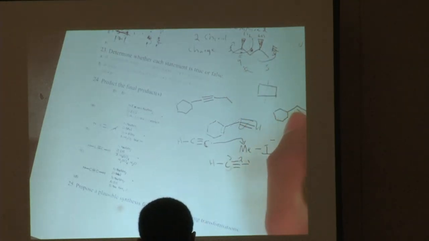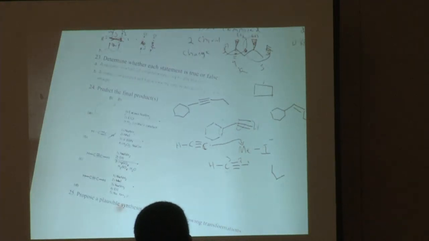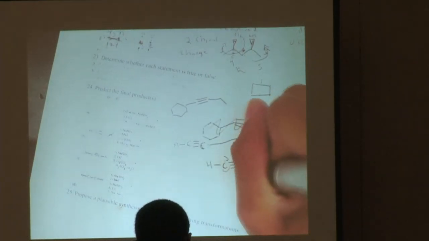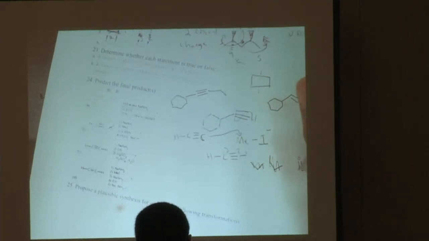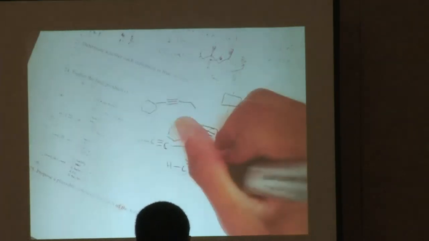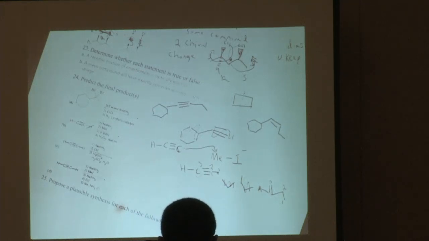So we go 1, 2, and then 2, 3. I'll need to draw it the other way around. Sorry, that looks kind of ugly. So we have carbon 1 right here, carbon 2, and then the next carbon over is the aldehyde, so C double bond OH. You just need to make sure you put them in the right order.